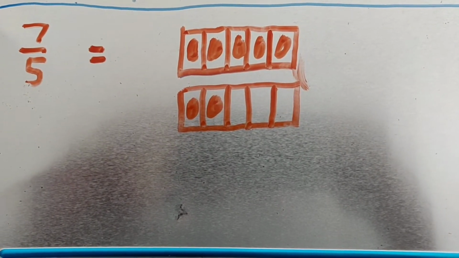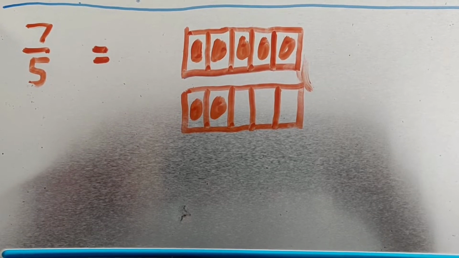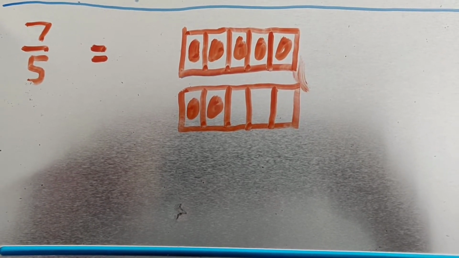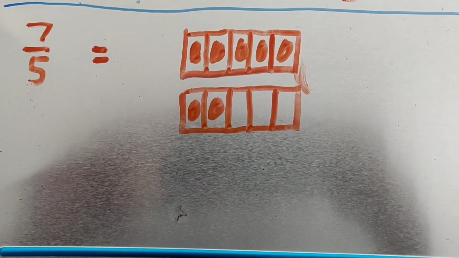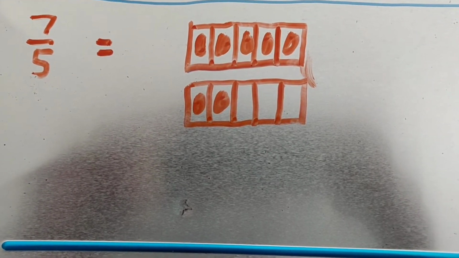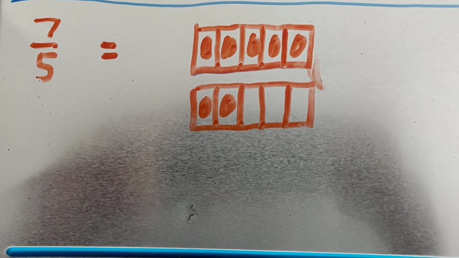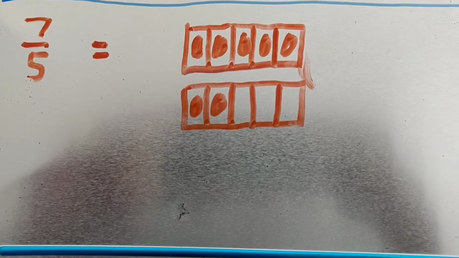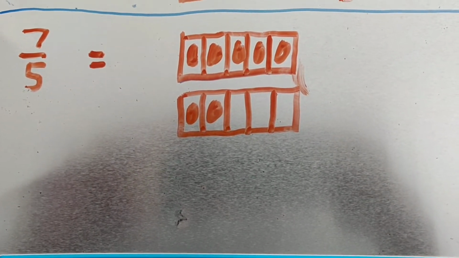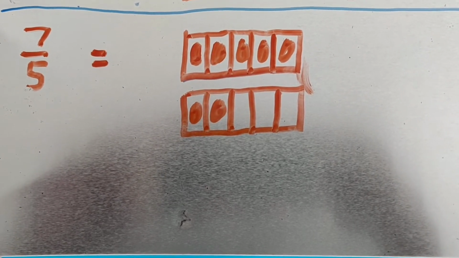So earlier we mentioned that a fraction is how many parts of a whole we have. And here you can see that when the numerator is greater than the denominator, the 7 is greater than the 5 in 7/5, that we have more parts than we can fit in just one whole.